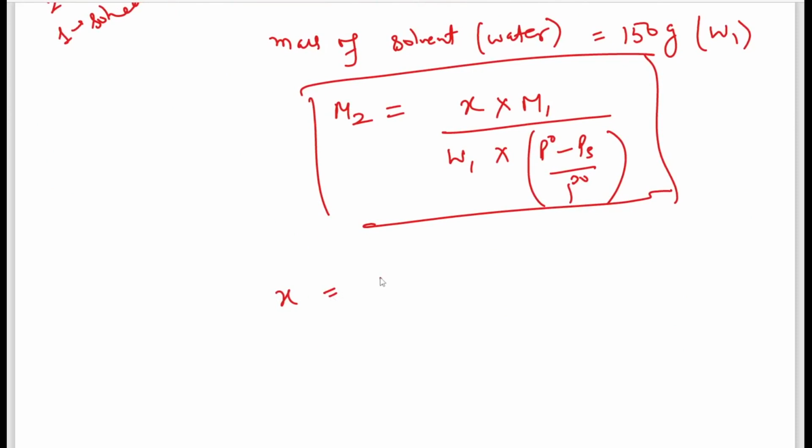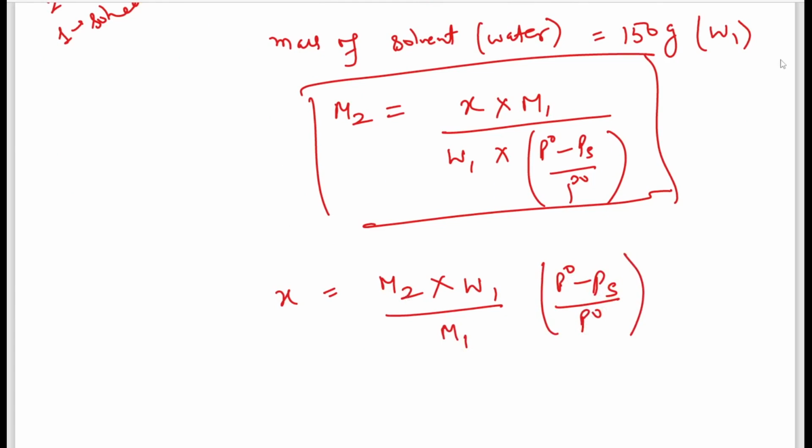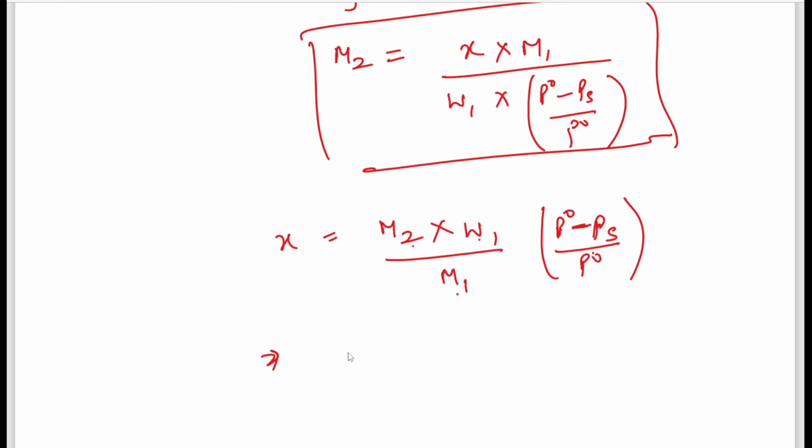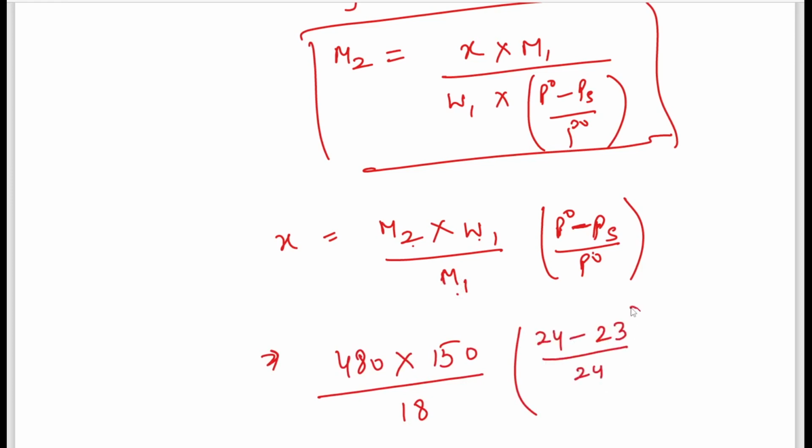So take X on one side. Okay, so fill the values. This is the molar mass of solute. W1 is the weight of solvent. M1 is the molar mass of solvent. And P naught is the initial pressure of the solvent, and PS is the pressure of the solution, and P naught is the pure pressure. Okay, so we will fill the values directly here. So this is 480. The value of W1 is 150. And the molar mass of water is 18. Initial pressure is 24 and final is 23.